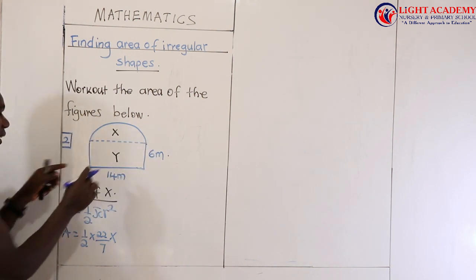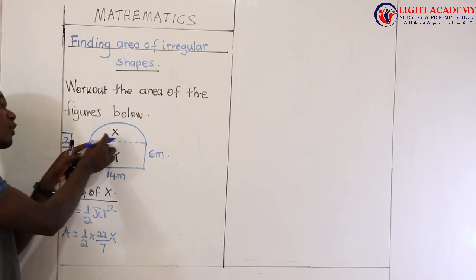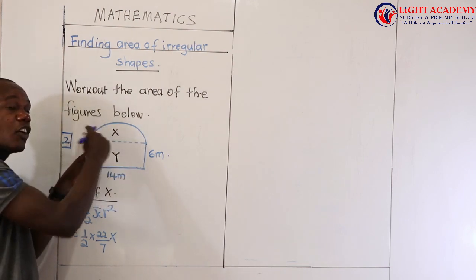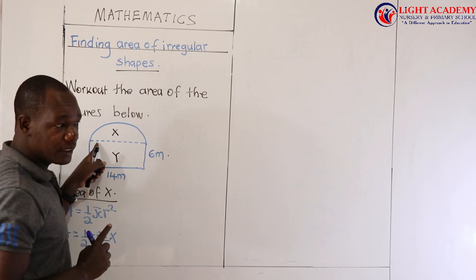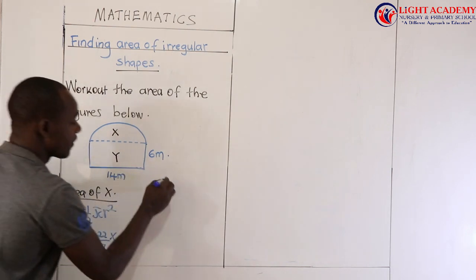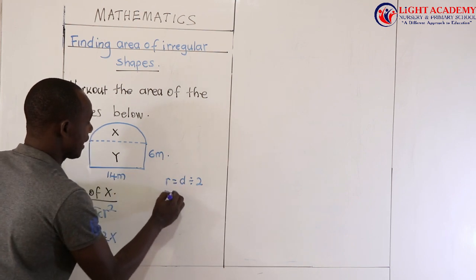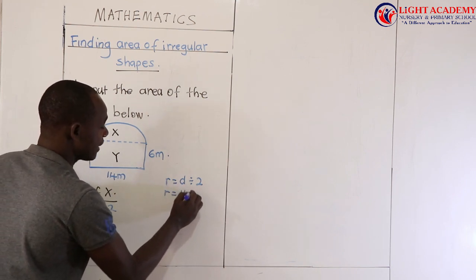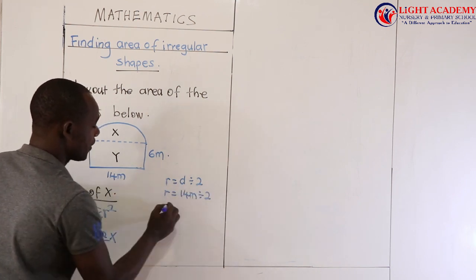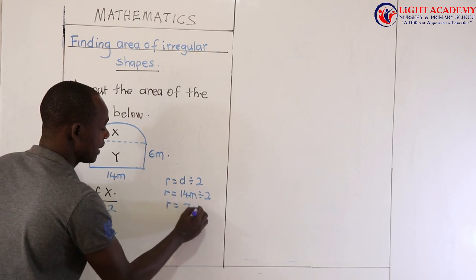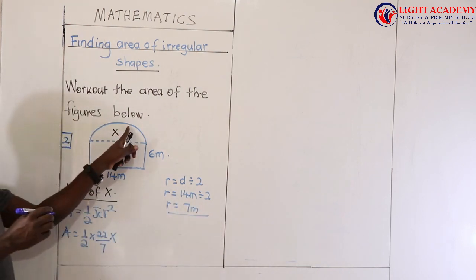So in this case, what we are seeing as 14 is actually not the radius of the semicircle, but it is the diameter. So we get the radius again. Radius equals diameter divided by 2. Your radius will be equal to 14 meters divided by 2, and your radius will be equal to 7 meters, and that is the radius of the semicircle.